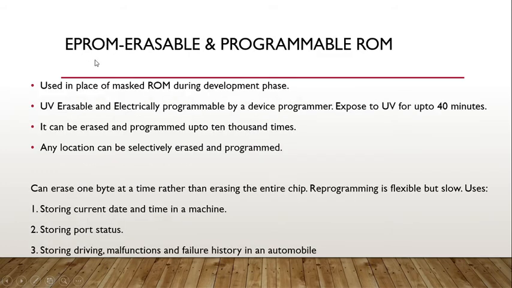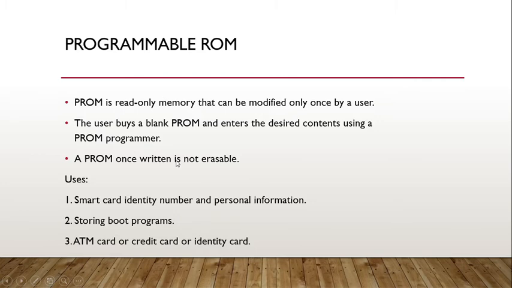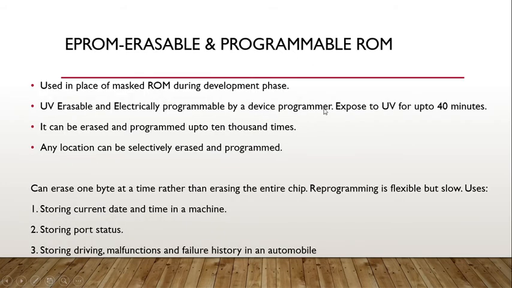And the next type is the erasable and programmable ROM. Unlike the programmable ROM, which can only be modified once, in the case of erasable, you can erase it. How can you erase it? By means of UV rays. That is, UV erasable and electrically programmable by a device programmer. Expose it to UV for up to 40 minutes. So it can be erased and then programmed up to 10,000 times.